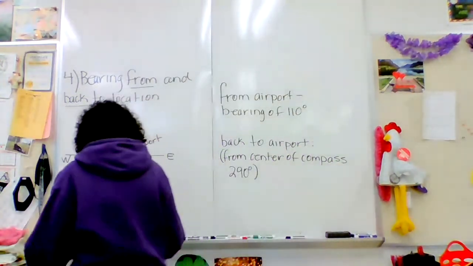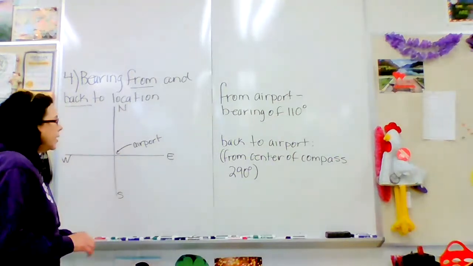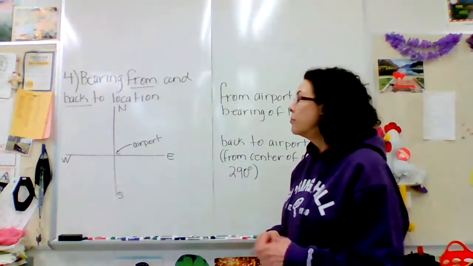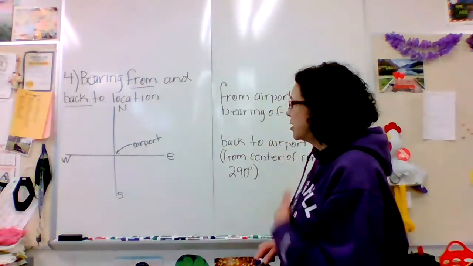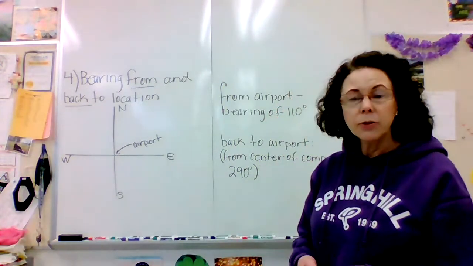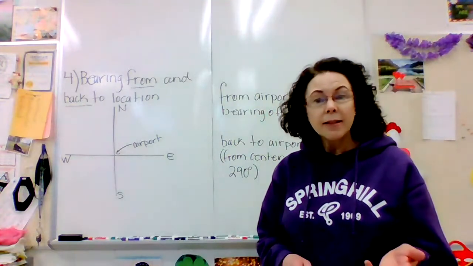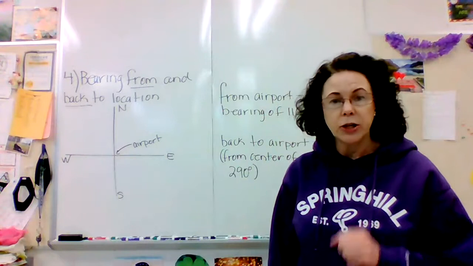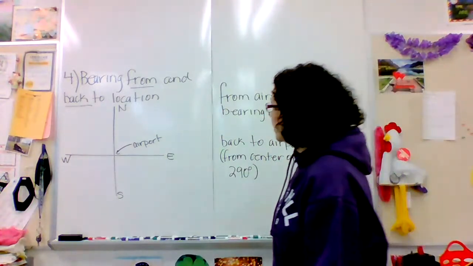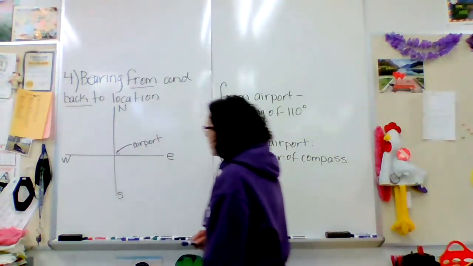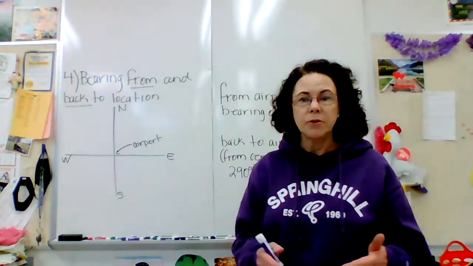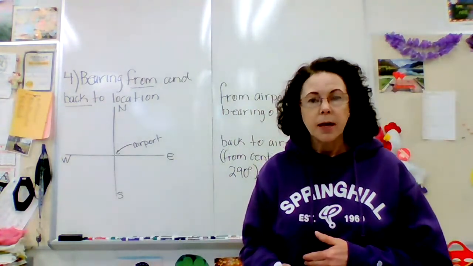Here is problem number 4. You will have problems where you have a bearing from a location and then going back to that location. That is not the same bearing, because you are going in the opposite direction. So let's say that you're at an airport, and we have that on the compass. A bearing always comes from the center of a compass.